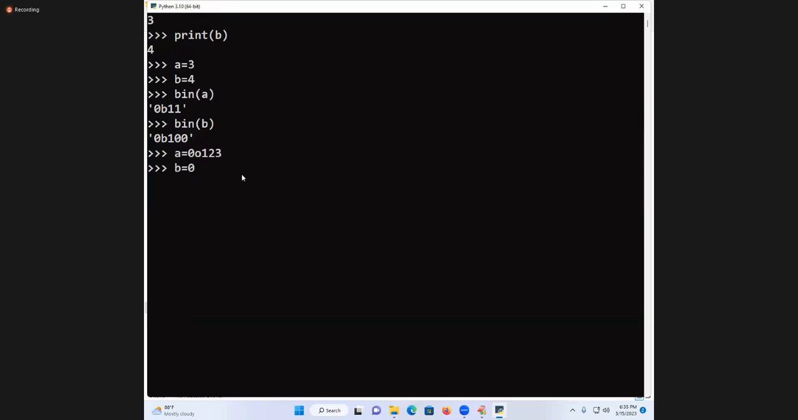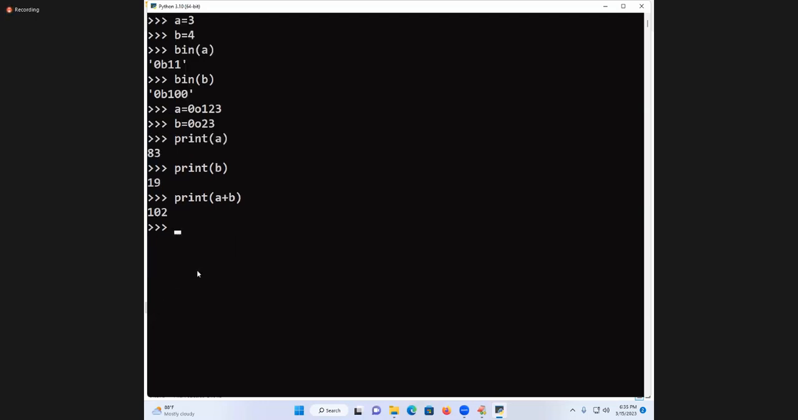Last and final, A is equal to 0o123, B is equal to 0o23. Print of A here. You see, it is not going to be 123. It is called what? 83. The octal equivalent is called what? 83. Now say, guys, 0o23 equivalent is what? 19. You say A plus B, students. A plus B, you say. It is called what? 102. Are you getting it?